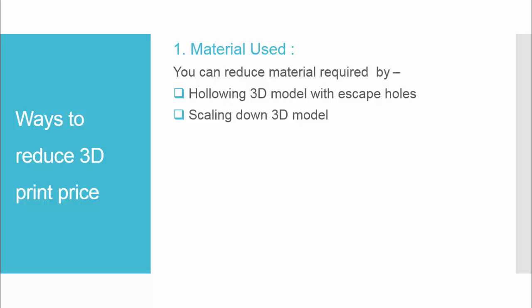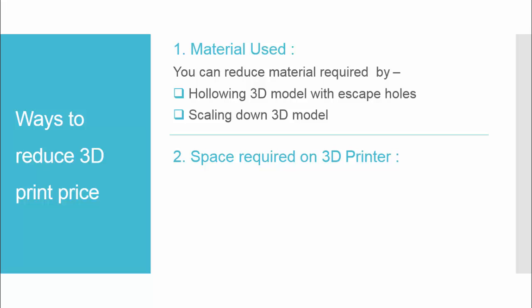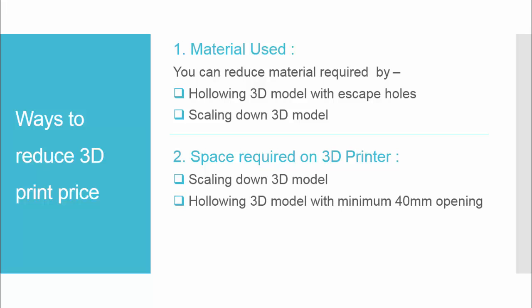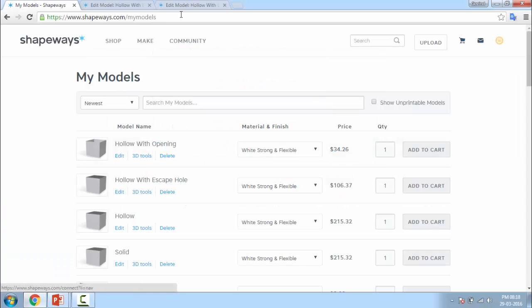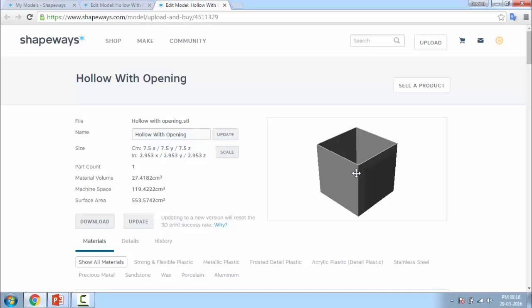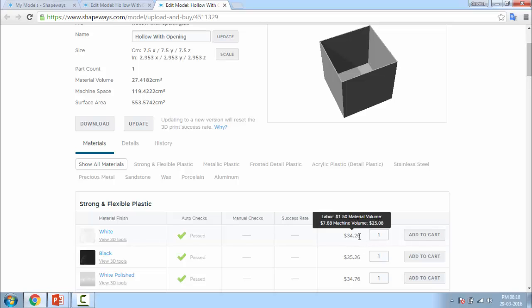Second way to reduce 3D print price is to reduce space required on the 3D printer. Price of a 3D print increases if your design takes a large amount of space on the 3D printer. Space required on the 3D printer can be reduced by scaling down the 3D model as discussed in the previous point. Another way to reduce machine space is by hollowing the 3D model with a minimum 40 mm opening. If you have a big hollow model, then instead of adding small escape holes, add one big opening with minimum 40 mm across. By doing this, 3D printing services can use that hollow space to print other parts and it will greatly reduce your machine space and print price.